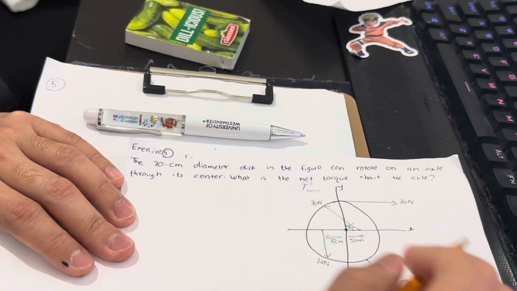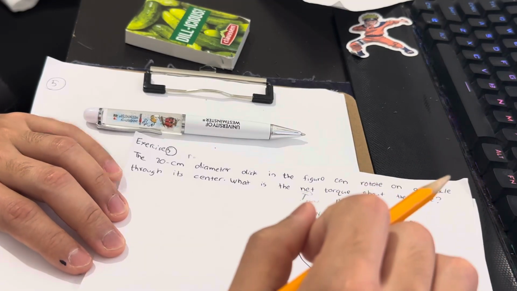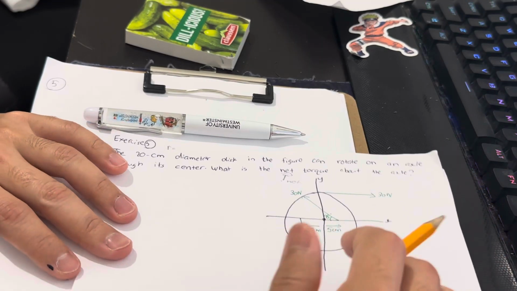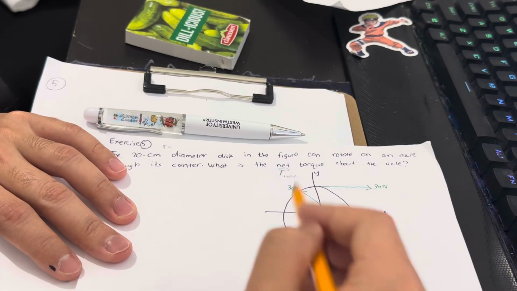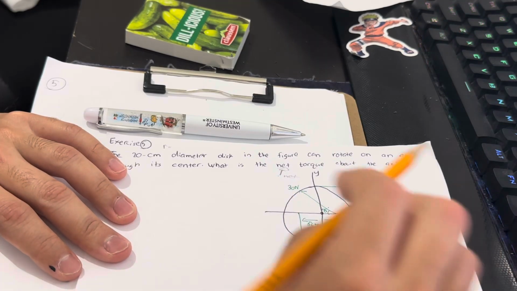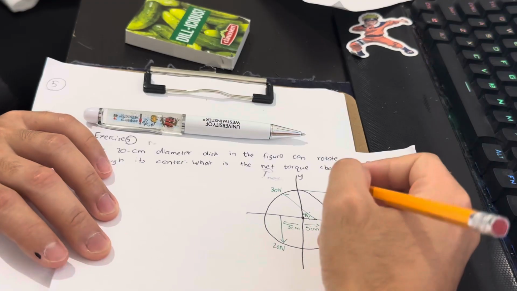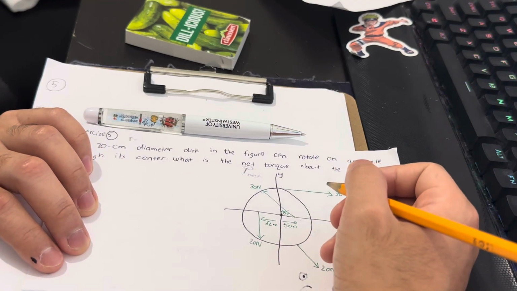So tau net is, before we start, I know there's also a question that gives a figure, a picture. So a picture we are going to be given.